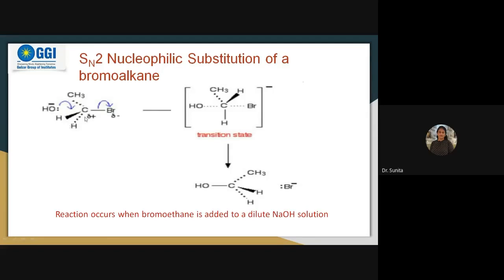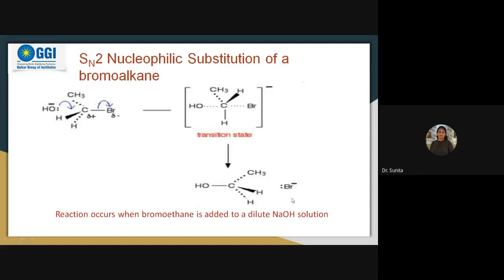This inversion is possible only if these groups are lighter groups. H groups are lighter groups. The substituted groups are lighter groups. If they are heavy, then it is difficult for them to get inverted. So in that case they follow the SN1 mechanism. They prefer the SN1 mechanism. If these groups are bulkier groups, then the chances of the SN2 mechanism are low.